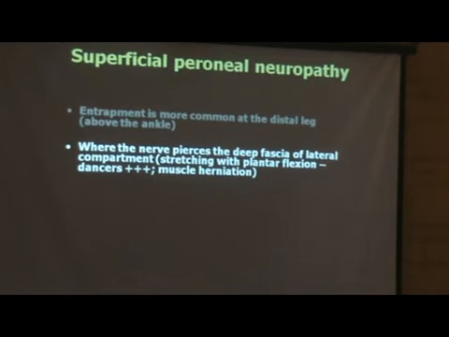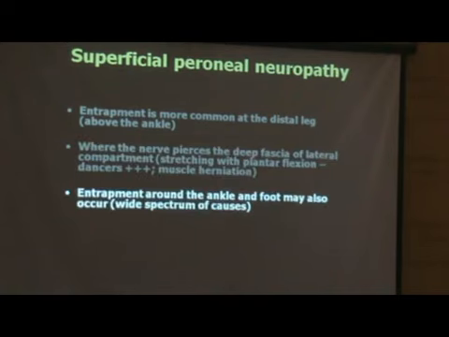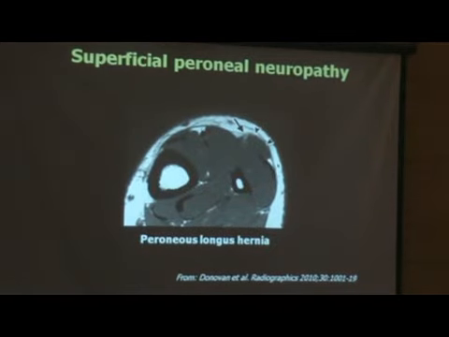And very commonly it's happening with dancers because they often stretch the leg with plantar flexion, and that can often lead to injury to the deep fascia with muscle herniation. Entrapment around the ankle and foot may also occur, but it's rare, and we can have a wide spectrum of causes as well. So just to show you this example from the literature, I don't have an example myself. This is a muscle herniation from a tear of the deep fascia, and it's exactly at the course of the superficial peroneal nerve.